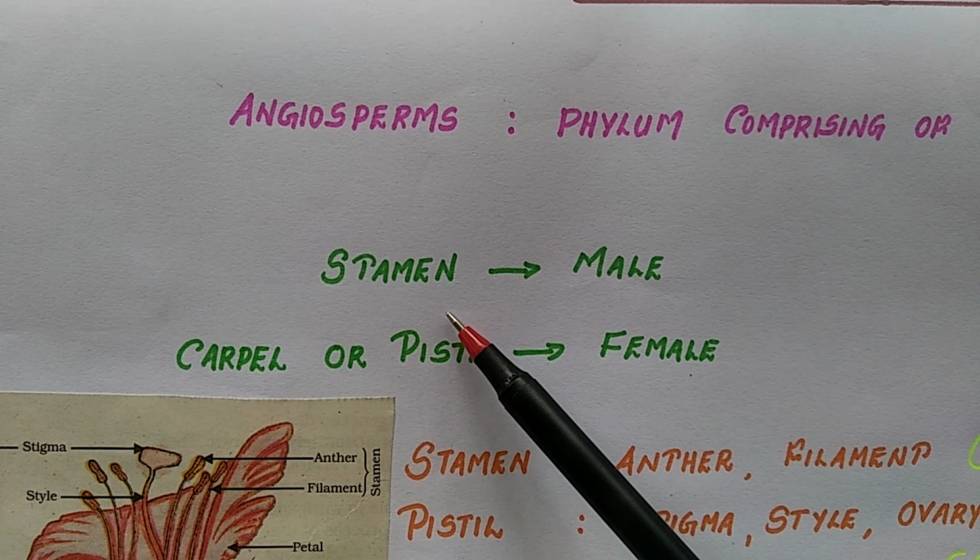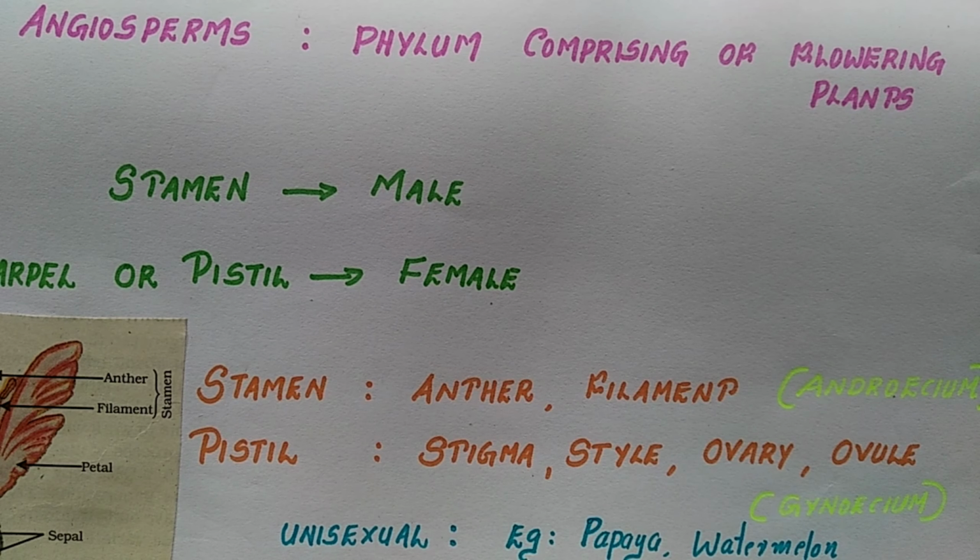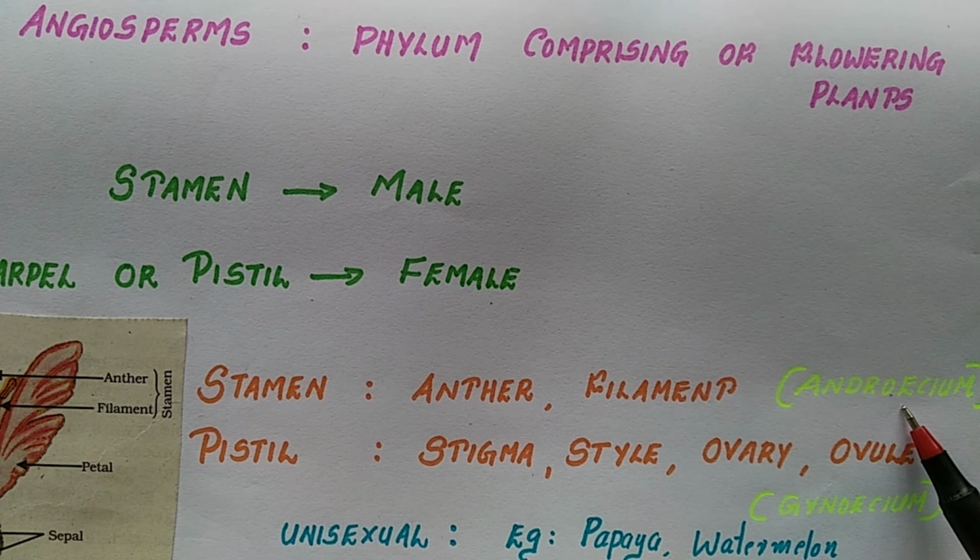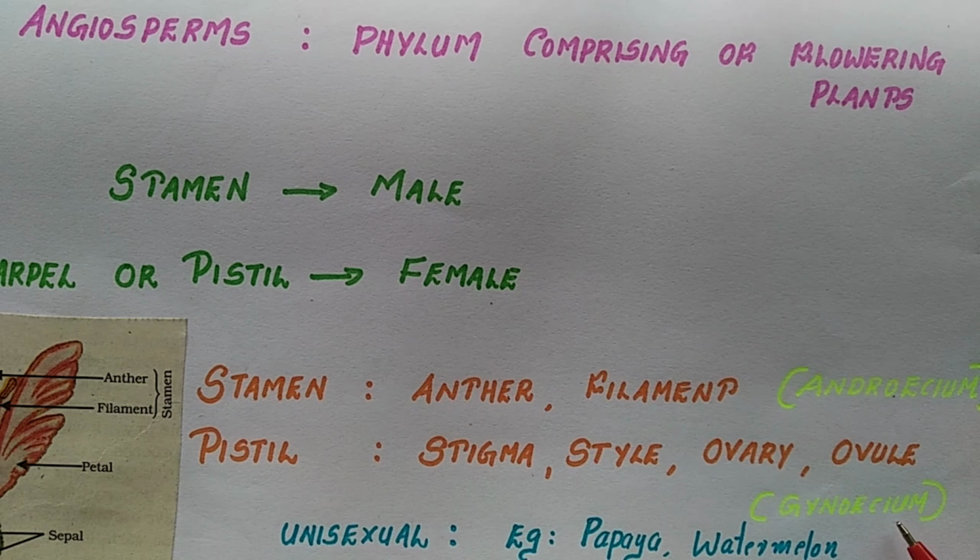Now the stamen, that is the male part of the flower, includes anther and filament. These two parts together, the male part of the flower, are called androecium. The female part of the flower is called pistil or carpel, which includes stigma, style, ovary and ovule, and together these parts are called gynoecium. So androecium is the male part of the flower and gynoecium is the female part of the flower.